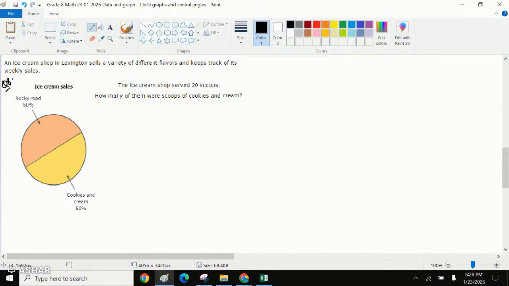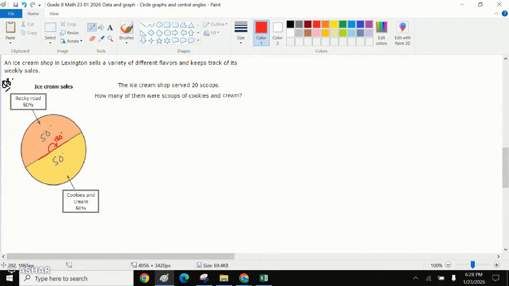This was our question number 8. So they are saying that 50% of the ice cream sales were Rocky Road and 50% of the sales were cookies and cream, right? Because they're saying 50% and 50%, right? How can we tell it's 50%? Because it's a straight line, and a straight line is always made up of 180 degrees.